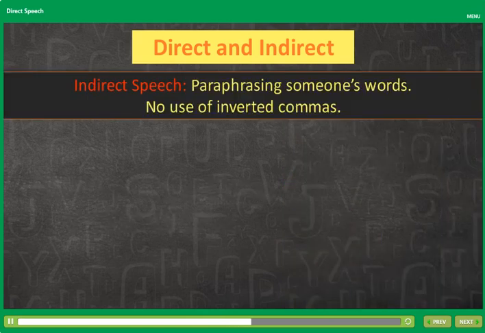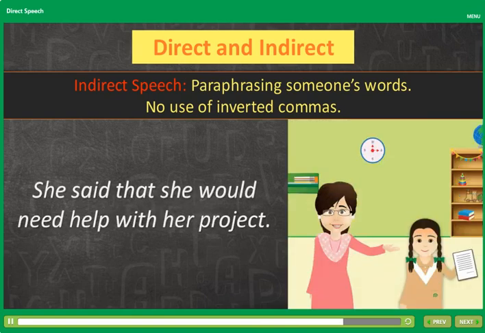Indirect speech does not have to be word for word and can be paraphrased. The tense usually changes in indirect speech because we are talking about what someone has already said. We do not use any inverted commas in indirect speech.